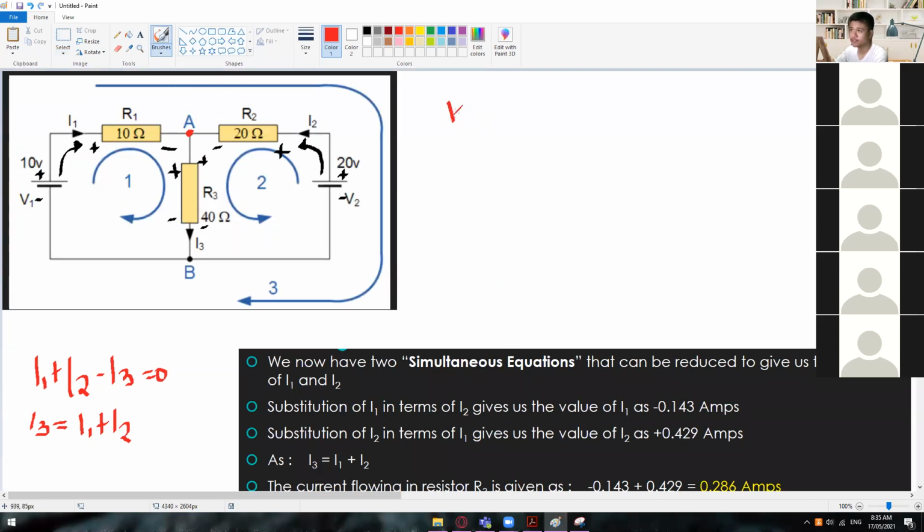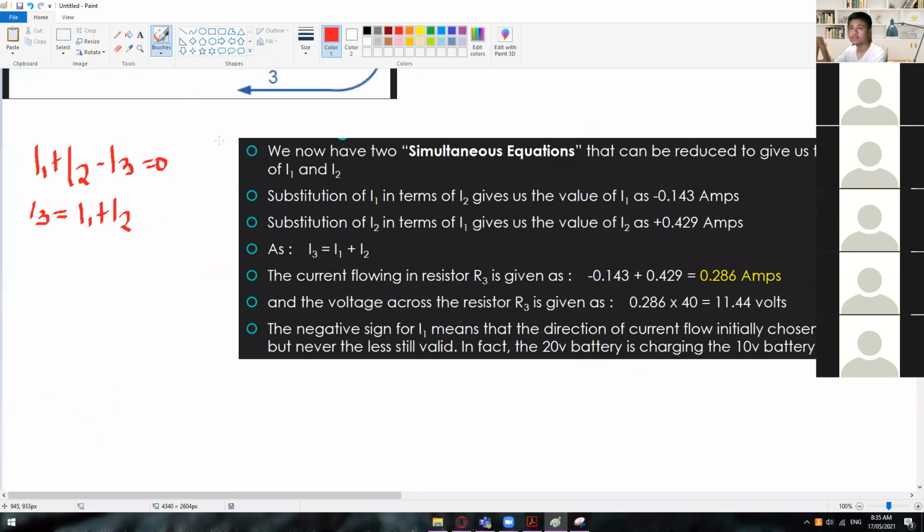So our first equation from KCL, at node A, we have I3 is equal to I1 plus I2. All right. And at the same time, let me remove this one also.